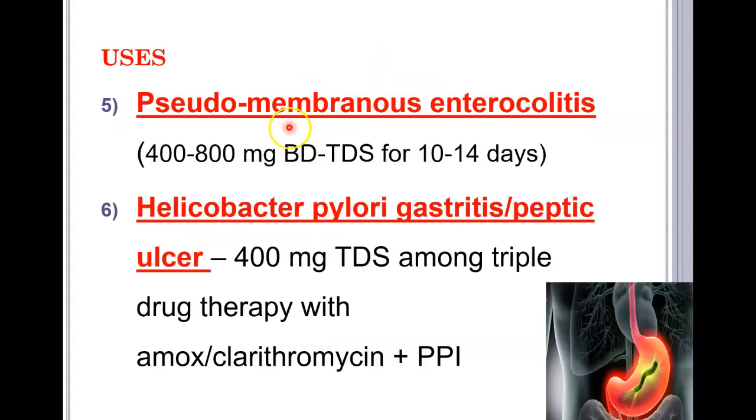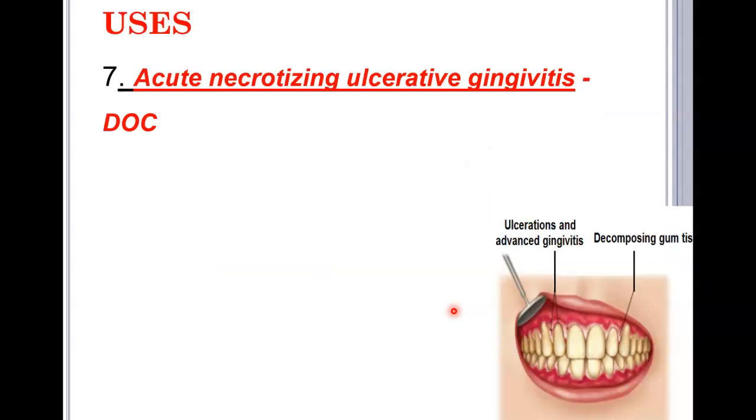For pseudomembranous enterocolitis caused by Clostridium difficile, 400 to 800 mg twice daily or thrice daily for 10 to 14 days is effective. For Helicobacter pylori gastritis or peptic ulcer, 400 mg thrice daily is given along with triple drug therapy with amoxicillin, clarithromycin, and a proton pump inhibitor.